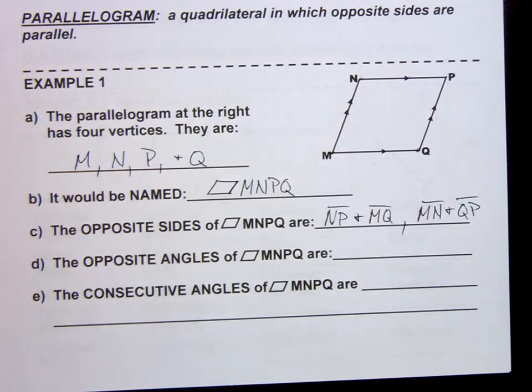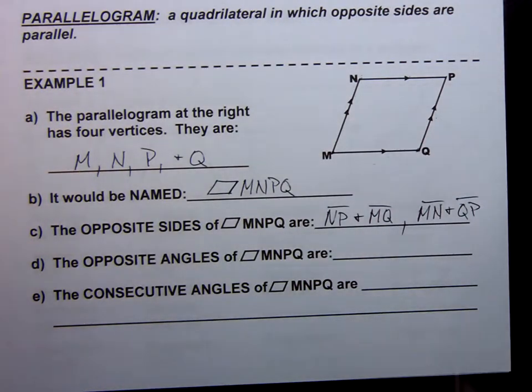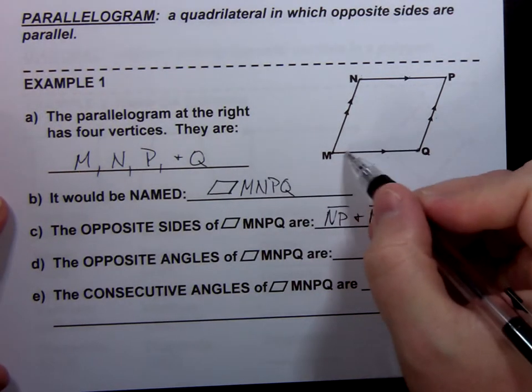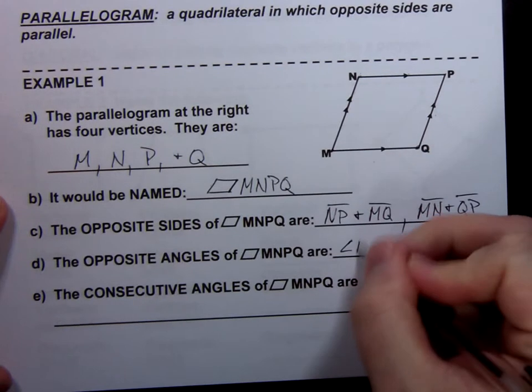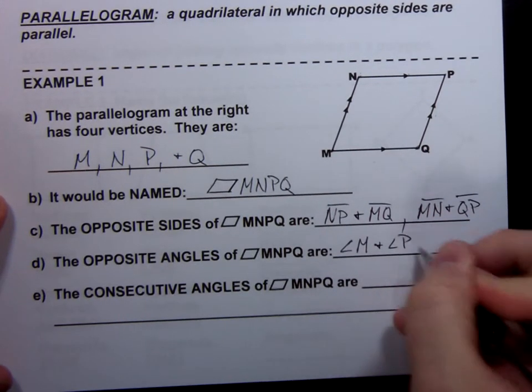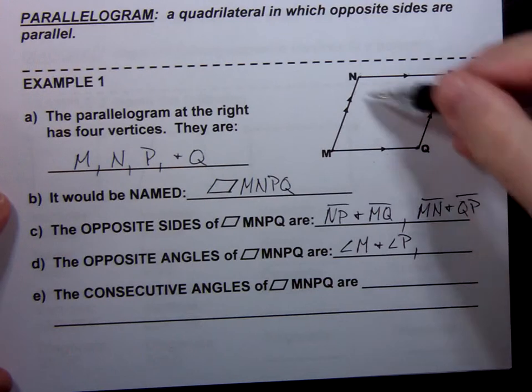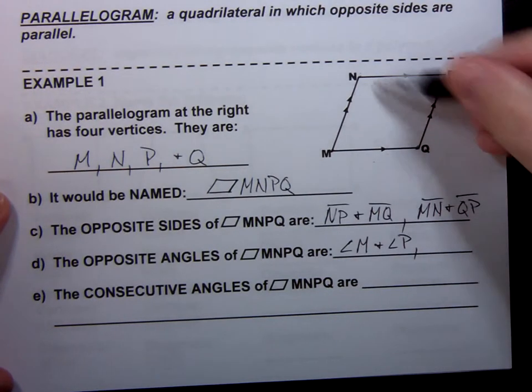Okay, the opposite angles of parallelogram MNPQ are: angle M would be opposite angle P. They're on opposite sides of the parallelogram. And then angle N and angle Q are opposite each other.